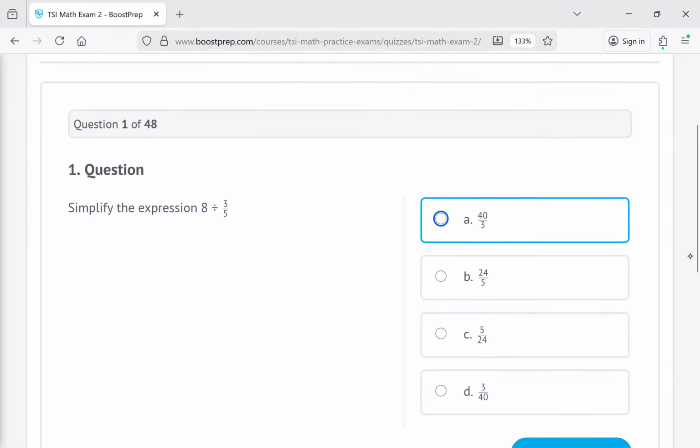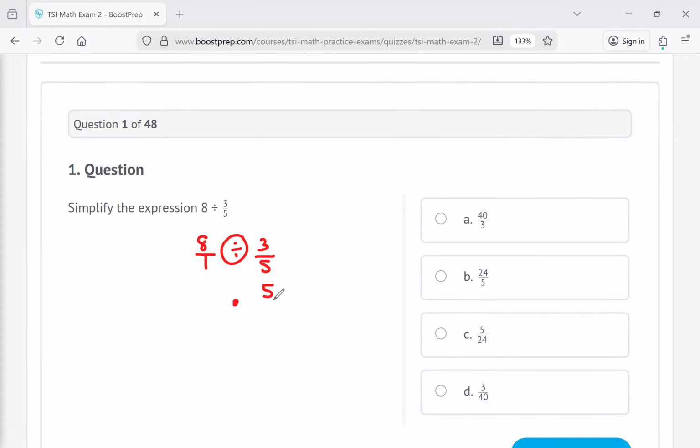Simplify the expression. We have 8 divided by 3/5. If you want, you can rewrite this as 8 over 1 and then divide it by 3/5. You can either cross multiply or change the divide sign into multiplication, but if you do that, you have to flip the fraction. So this would be 5/3 times 8 over 1. When multiplying fractions, you multiply across.